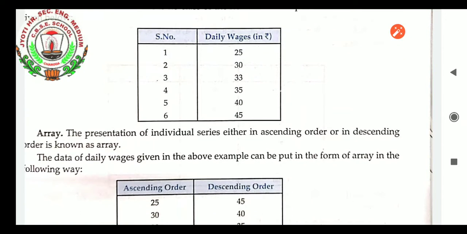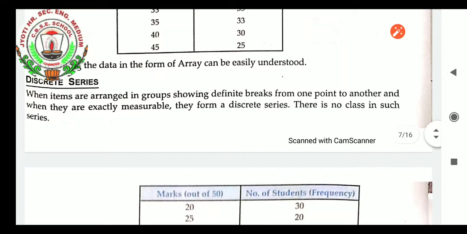Array. The presentation of individual series either in ascending order or in descending order is known as array. It can be our choice, for various types of calculation, how we have to arrange it.